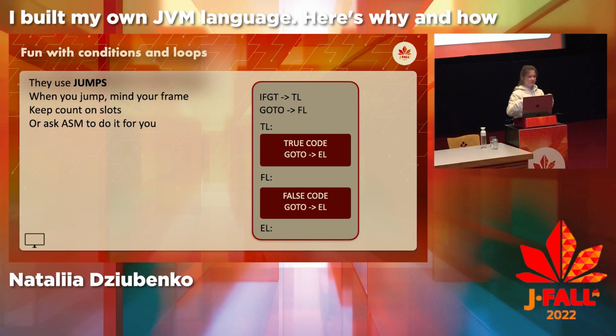And if you didn't go to the true label before, if you went to the next line, you'll immediately jump to the false label. And then on the false label, you do some other code, optionally, and you also go to the end label in the end.